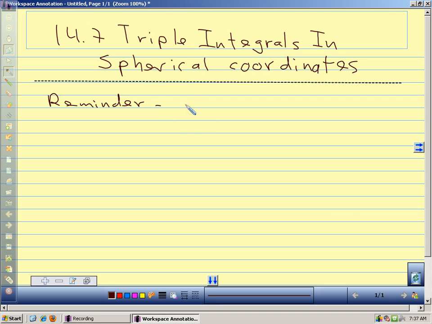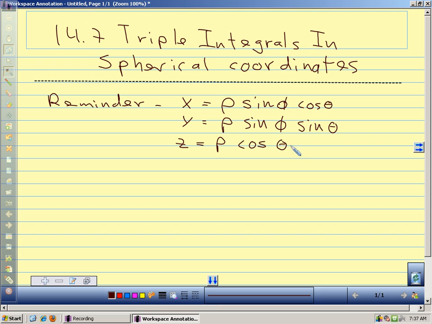X equals rho sine phi cosine theta. Y equals rho sine phi sine theta. And Z equals rho cosine phi. Or I'm sorry, cosine theta. And rho is greater than or equal to 0. And rho is our distance, essentially our distance from the origin.